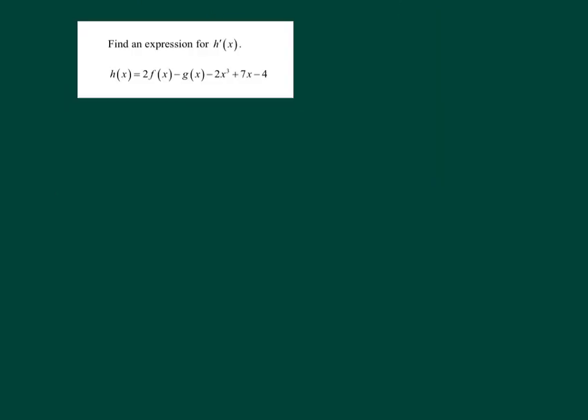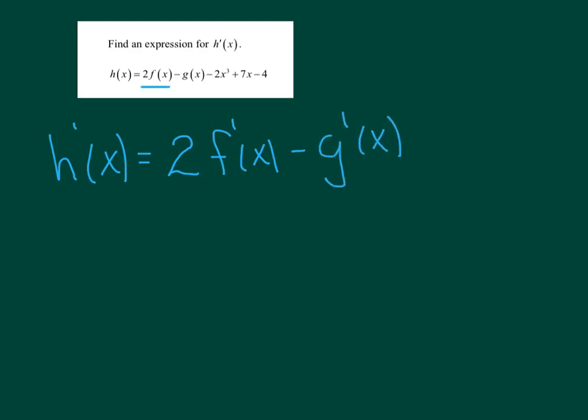Next quick example says find an expression for h prime of x. All right, well, I think we can run through this one fairly quickly. Everybody looks like a variable to a power. So I'm going to say h prime of x equals. Okay, so here's just that constant rule. 2 is just a coefficient, so I'm going to leave that. 2 times f prime of x. Minus the derivative of g of x is just denoted as g prime of x. Minus, can we do this in our heads yet? I'm going to say 6x squared plus 7, and of course then 0 on the end there.